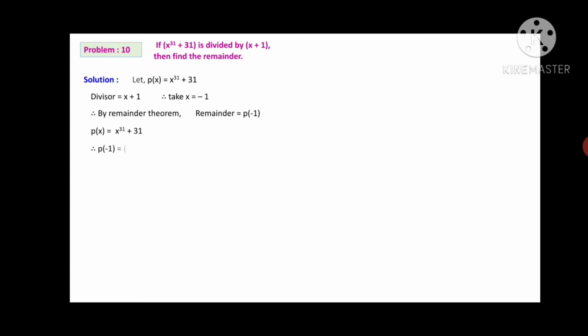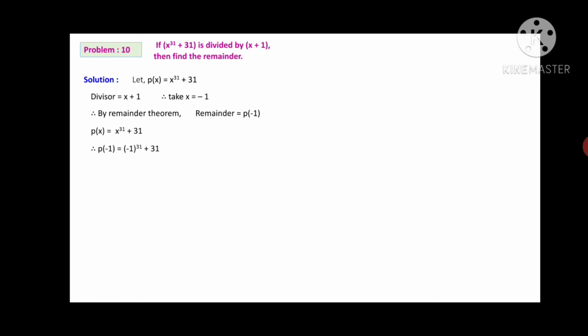If x raised to 31 plus 31 is divided by x plus 1, then find the remainder. Friends, here let P of x is equal to x raised to 31 plus 31. Divisor is x plus 1. Therefore, we have to consider x plus 1 is equal to 0 means x is equal to minus 1. Therefore, by remainder theorem, remainder is equal to P of minus 1. Therefore, P of x is x raised to 31 plus 31. Therefore, P of minus 1, replace x with minus 1. P of minus 1 is equal to minus 1 raised to 31 plus 31.